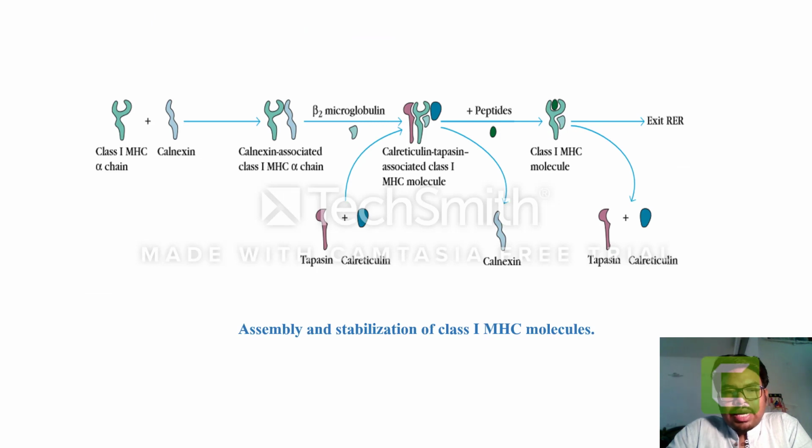So this is how the class 1 MHC molecules are being assembled. You see, first of all, class 1 MHC alpha chain associates with chaperone calnexin. The association with calnexin allows class 1 alpha chain to be folded partially. The partially folded protein can now associate with beta 2 microglobulin. The association of alpha chain and beta 2 microglobulin liberates calnexin and allows the binding of calreticulin and tapasin.